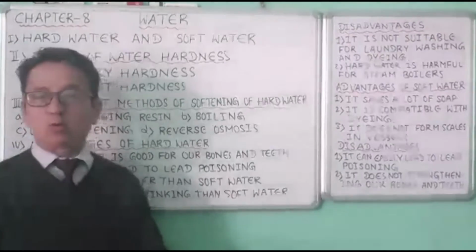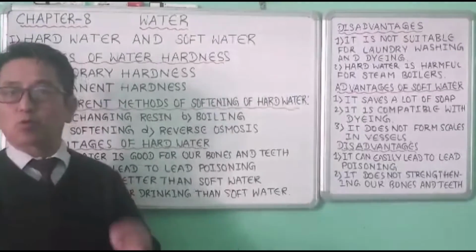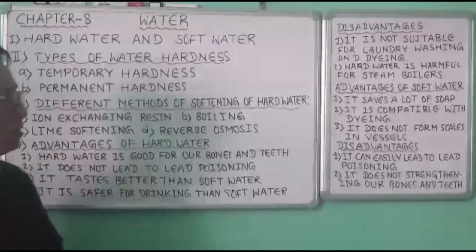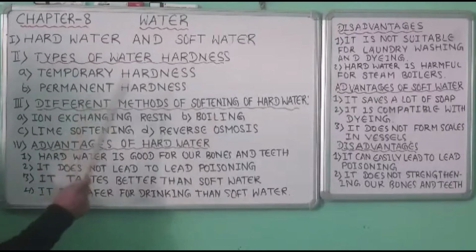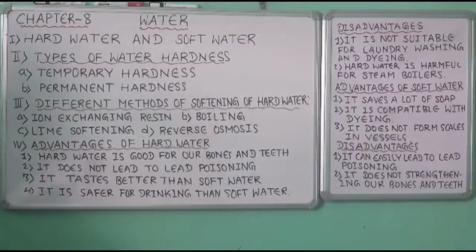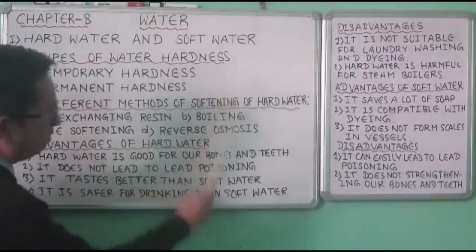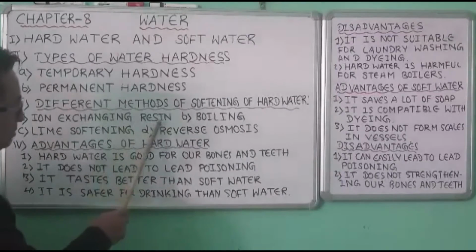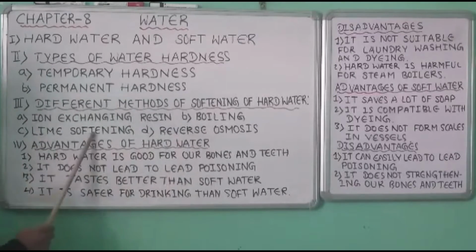Now next, permanent hardness of water. The sample of water that contains dissolved chlorides and sulfates of calcium and magnesium is known as permanent hardness of water. Now next, different methods of softening of hard water: ion exchange resin, boiling, lime softening and reverse osmosis.